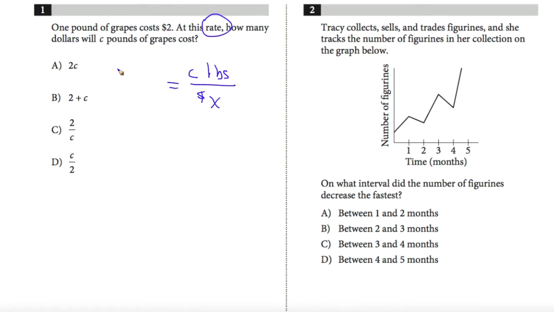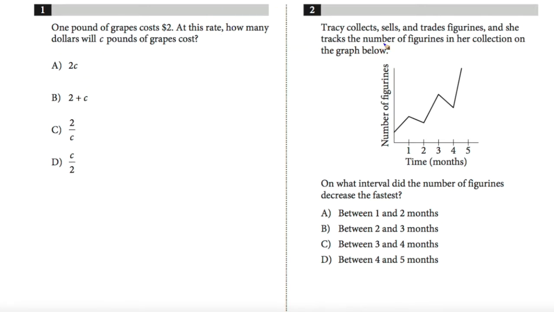Well, the rate that I currently have is my 1 pound over $2. So if I were to cross multiply these, this would be 2 times C equals X times 1. So 2C should be in the top or my numerator. So the answer to question 1 is going to be A when I multiply 2 times C.